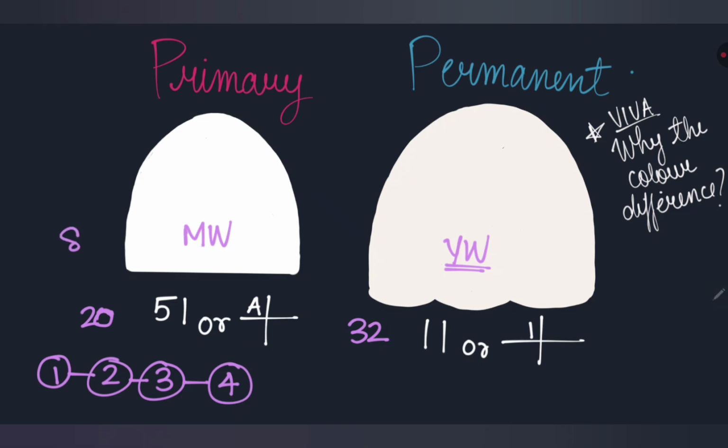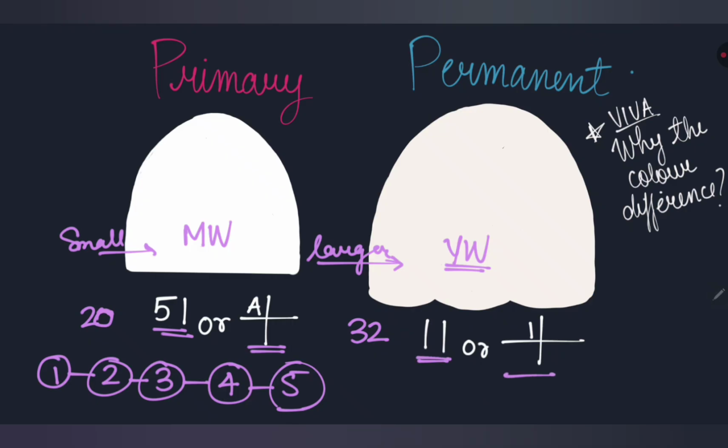See, this is small and these are of comparatively larger dimension, right? These are of smaller dimension, these are of larger dimension. Fifth came the notation system. For example, for the permanent maxillary central right incisor, the FDI notation will be 1-1, and in Zsigmondy it would be plus sign and 1. For the primary, the FDI is 5-1, and in Zsigmondy it would be plus sign and A.